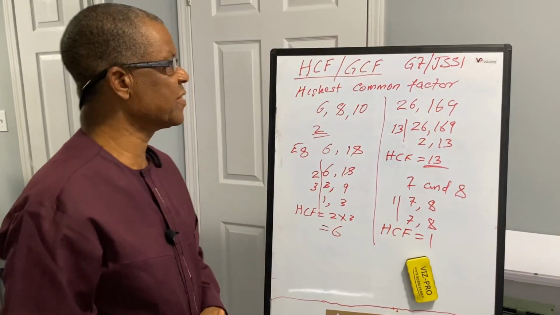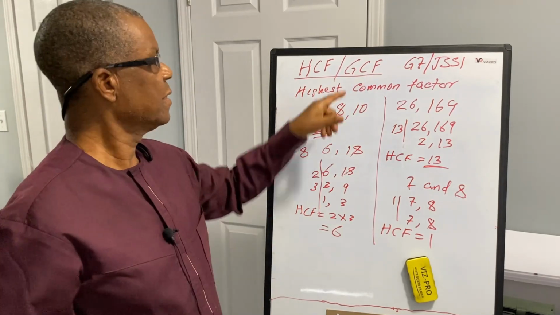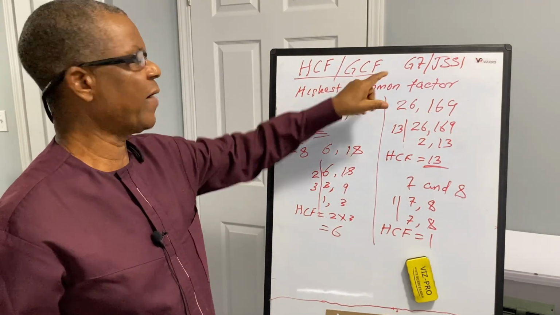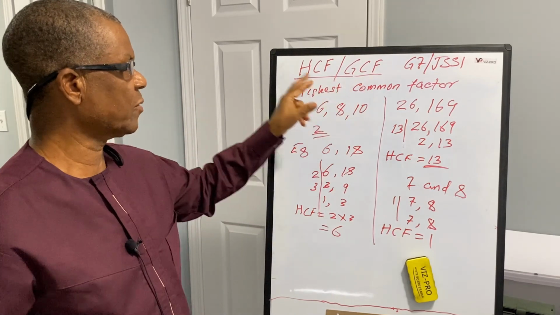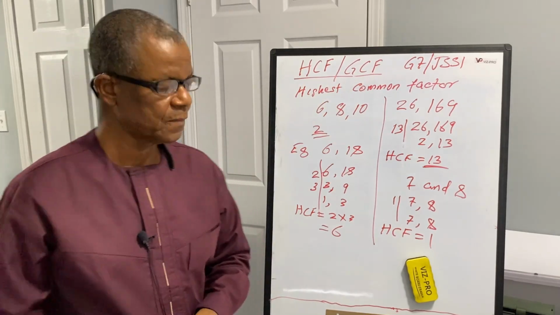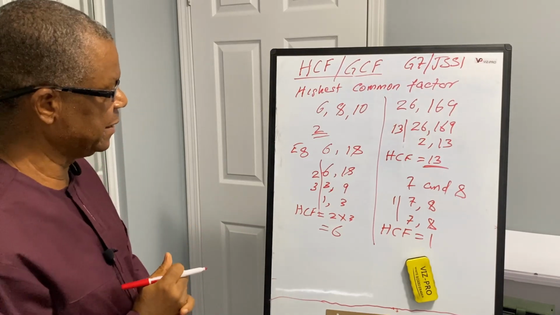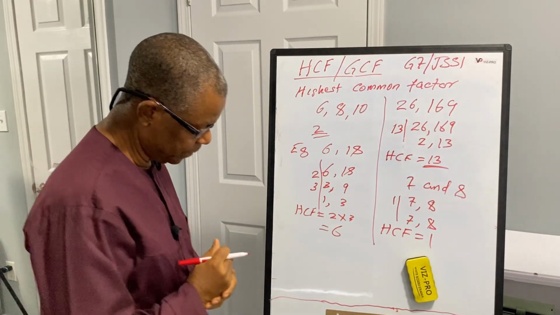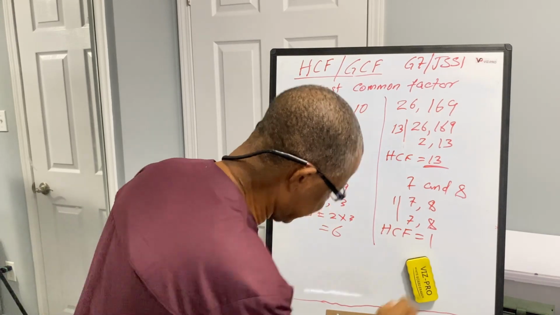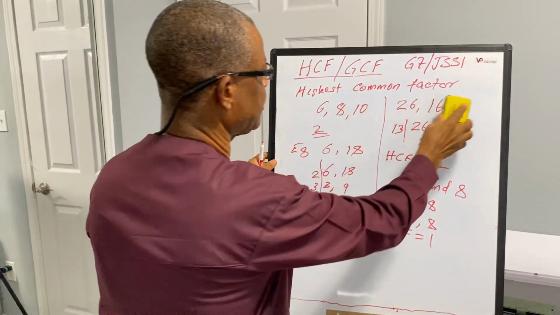Remember I said HCF is the same thing as GCF, greatest common factor, or highest common factor. This is our HCF for these three examples. We may have something more than that. Let's have another example.